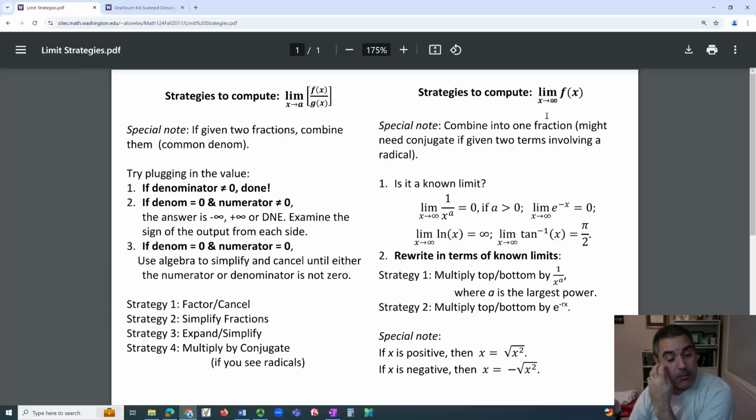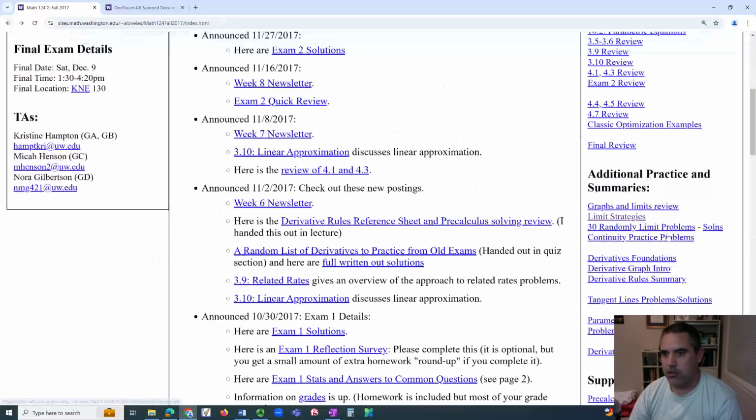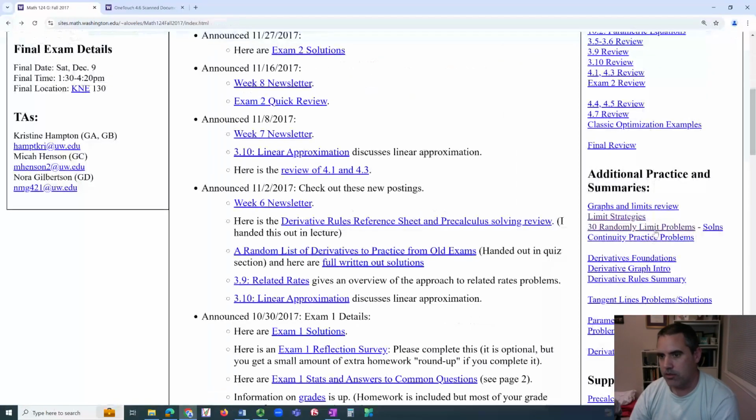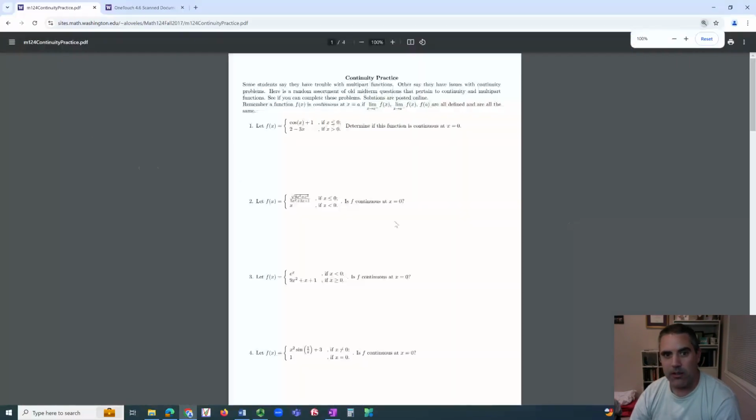If it's an infinite limit, you have a different set of strategies, mostly because if you're doing an infinite limit, you would really like to write 1 over x or things like it. Part of the challenge is people forget these graphs, but I have a whole bunch of problems here. This is something you could hammer out. There's solutions. I have continuity problems here if you need practice with that, if that's what's bothering you.